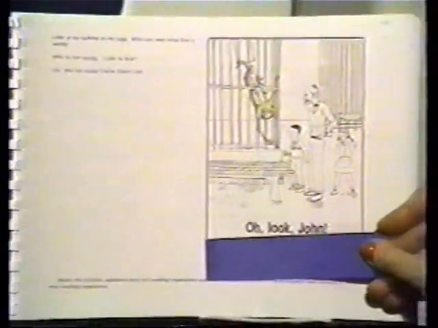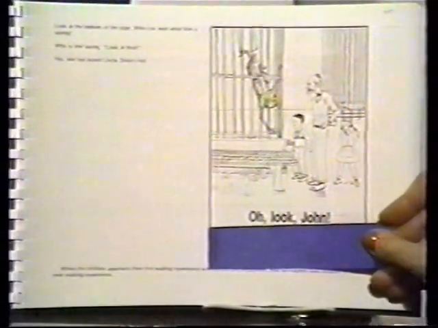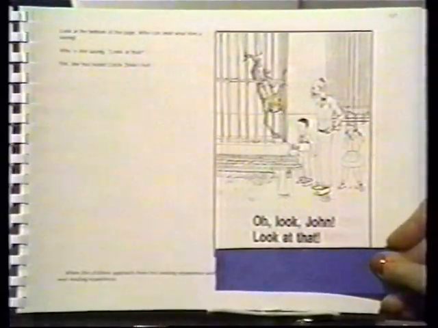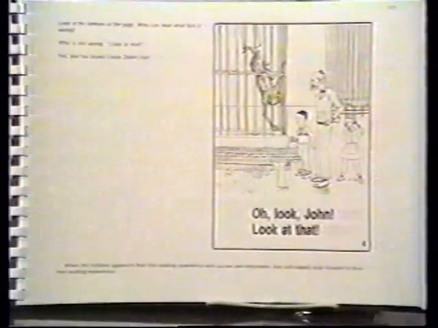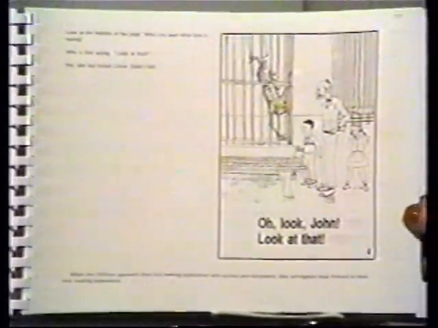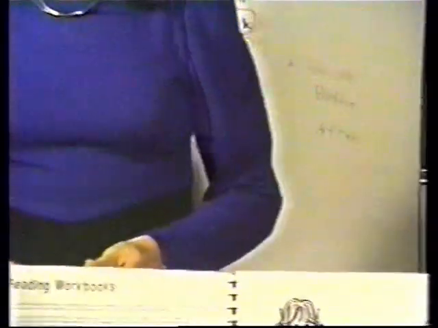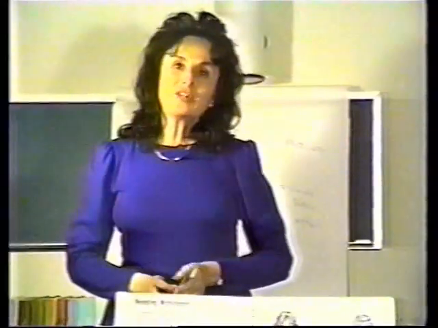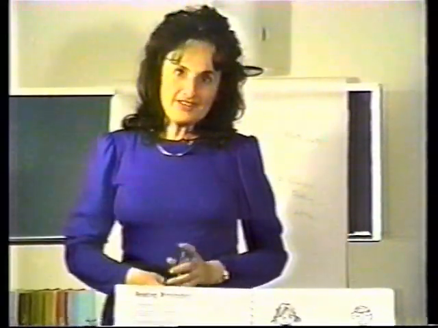Now, would you please read the first line? Oh, look, John. And the next line? Look at that. What does Kim want him to look at? The monkey. Why? He has Uncle Zeke's hat. Right. He has found Uncle Zeke's hat. When the children enjoy their first reading experience and when they find that they can succeed, then they will eagerly look forward to their next reading experience.